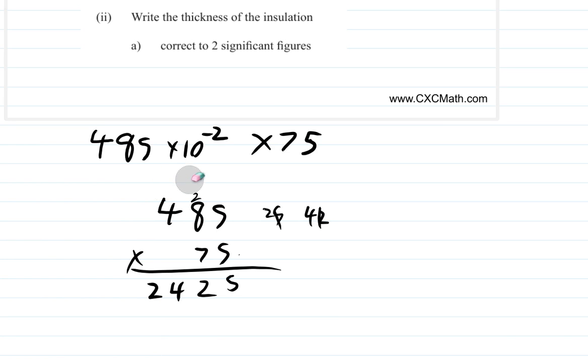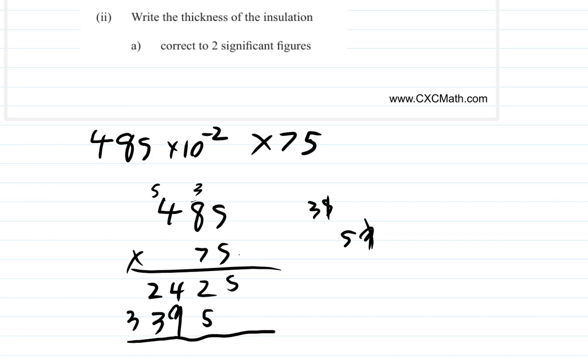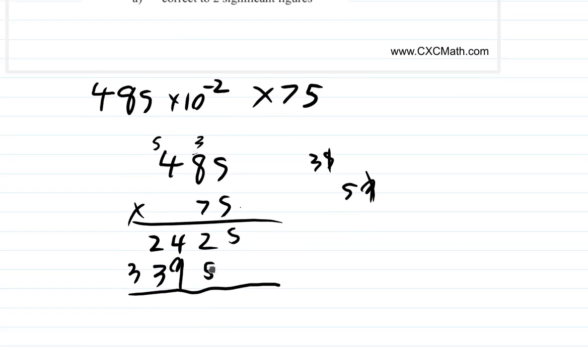Now, let's remove some of these things here. 7, 5, 35. Bring down the 5, carry 3. 7, 8, 56, and 3, 59. Bring down the 9, carry the 5. 7, 4 is 28, 29, 32, and 33. I have 33. Alright.